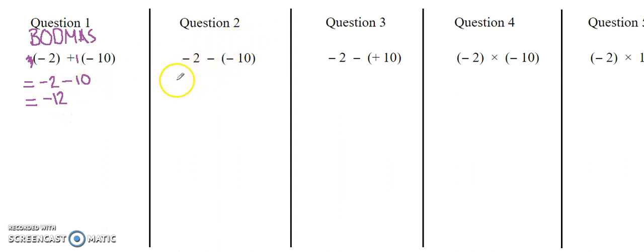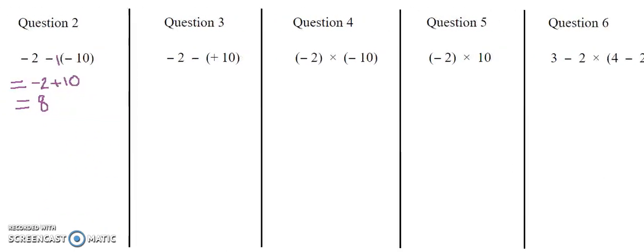Our next question is -2 minus -10. So let's put our imaginary 1 in front of it and get rid of that bracket. -10 times by -1 gives us +10. So we get an answer of 8. Really not that bad at all.